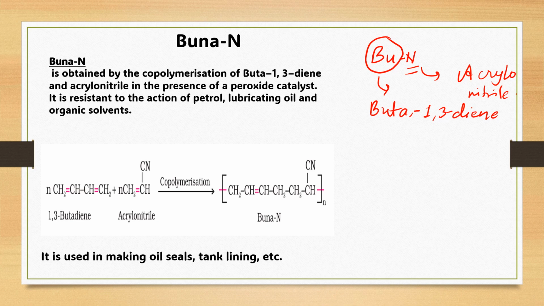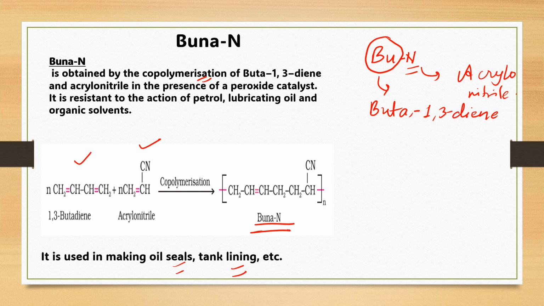So how does it happen? It is basically a co-polymerization reaction. Why? Because there are two different monomers. The monomers are not the same. The first is 1,3-butadiene, that is the first monomer, and the second is acrylonitrile, that is the second monomer. In the presence of a peroxide catalyst, it undergoes a polymerization reaction. Here the double bonds become single bonds and the single bond becomes a double bond, and it leads to the formation of Buna N. Where is it used? It is used in making oil seals, tank lining, etc. This is about Buna N.